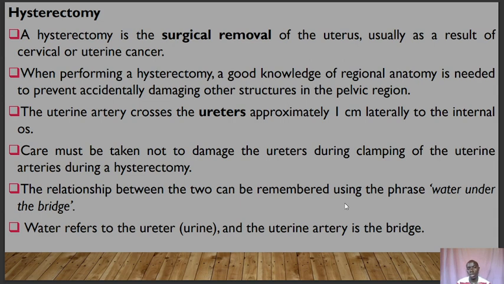So when performing hysterectomy, a good knowledge of regional anatomy is very key to prevent accidental damaging of these adjacent structures in the pelvic region. The uterine artery normally crosses the uterus approximately 1 centimeter laterally to the internal os. So care must be taken not to damage the ureter during the clamping of the uterine arteries during a hysterectomy. The relationship between the two can be remembered using this phrase that we normally say, water under the bridge. So water refers to the ureter, that's urine, and the uterine artery is the bridge.